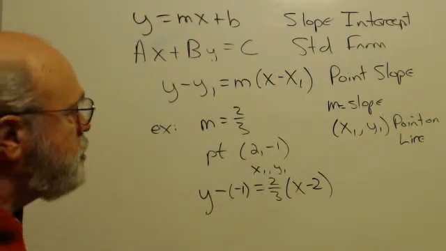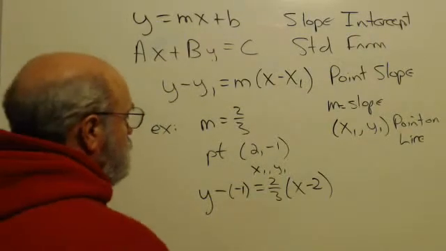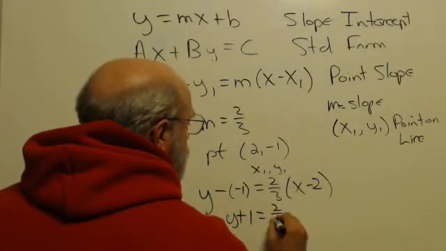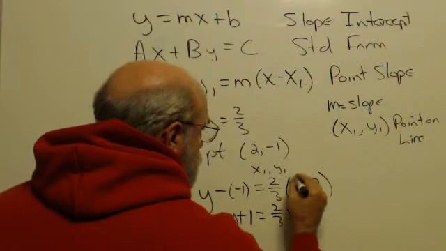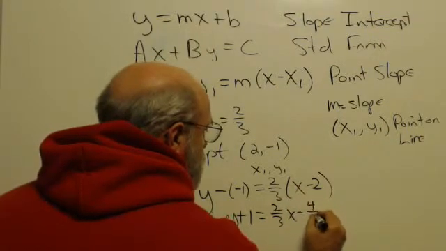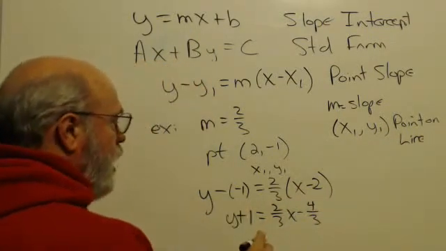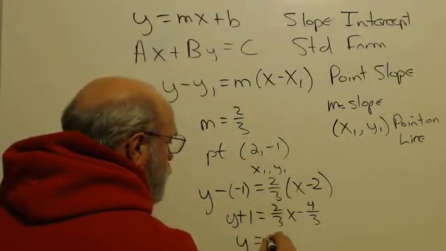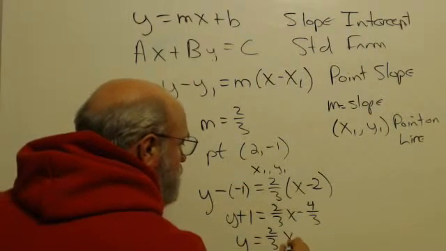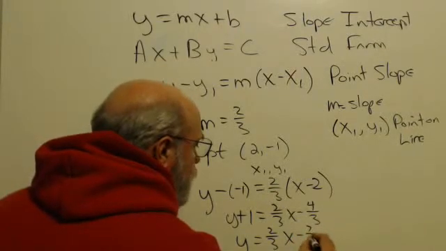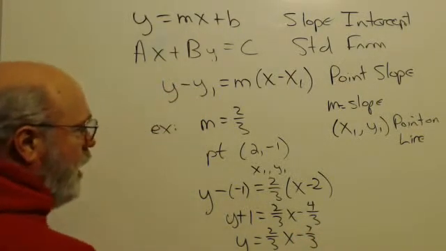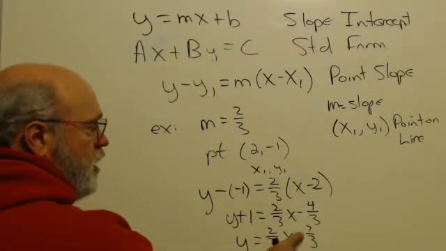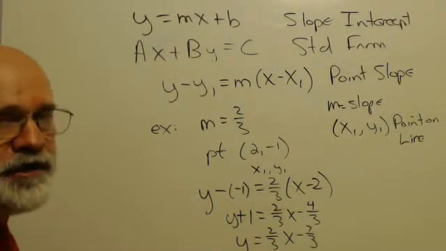But if you wanted to get this into slope-intercept, that would be y plus 1 is equal to 2/3 x minus 2/3 times 2 is 4/3. And now if I would subtract 1, my final answer is going to be that y equals 2/3 x minus 7/3. And that lets us know that on this particular problem, the point 0, negative 7/3 is the y-intercept.